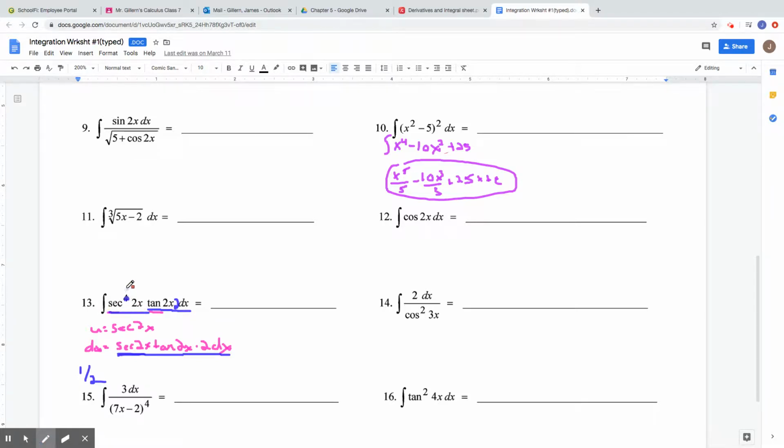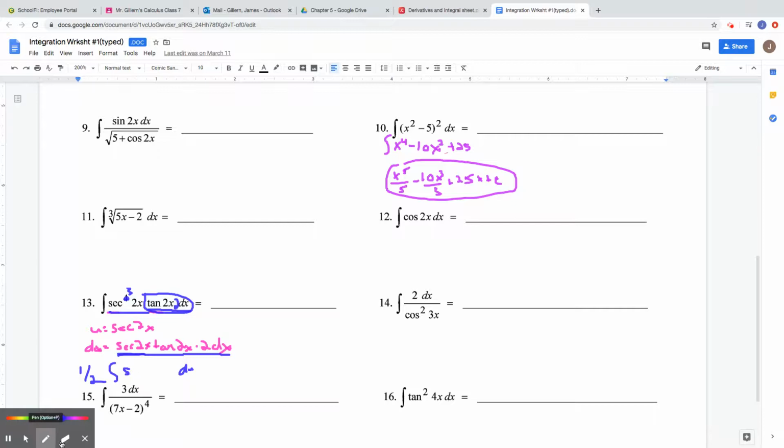So this is now going to be a 3. All right. So this is gone along with one of the secant 2x's. That's going to be my du. All right. So now instead of having 4 secant 2x's, I only have 3. So one of the examples we did in our notes today.